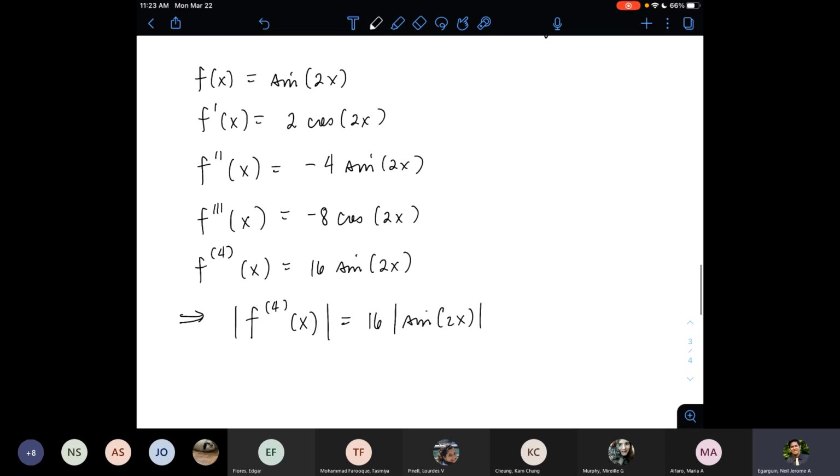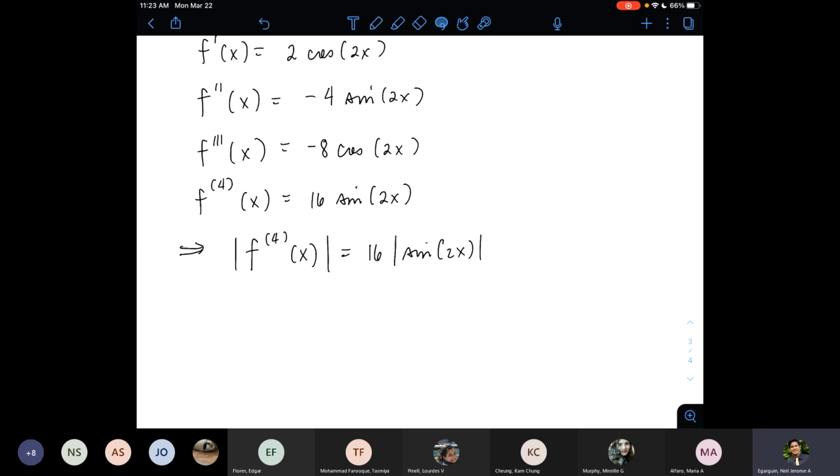And that bound, remember, we need an M. M actually is the bound that we're looking for here. So we're looking for the value of M, and we need to find a bound that will hold for all x's between 0 and 3. Now, 16 is a constant, so you leave it there. If you look at the sine value, what would be the maximum value of sine 2x when x is between 0 and 3?